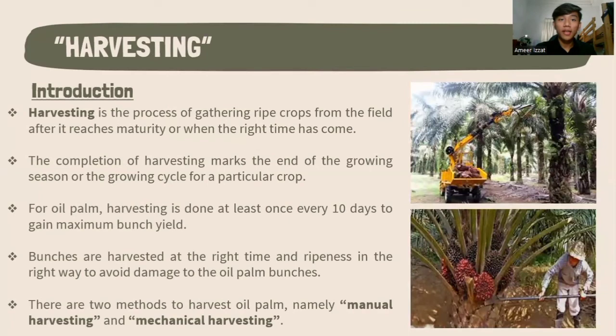So the third practice that I chose is harvesting. Harvesting refers to the process of gathering ripe crops from the field after they reach maturity. For oil palm, harvesting is done at least once every 10 days to gain maximum bunch yield. Those bunches are harvested at the right time and ripeness in the right way in order to avoid damage to the oil palm bunches. Generally, there are two methods of harvesting oil palm, which are manual harvesting and mechanical harvesting.